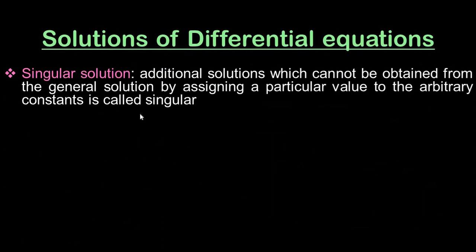There are other types of solutions as well. The singular solution is a solution that cannot be obtained from the general solution. So this solution cannot be obtained from a general solution by assigning values to arbitrary constants. So these are some special and exceptional solutions for the differential equation.